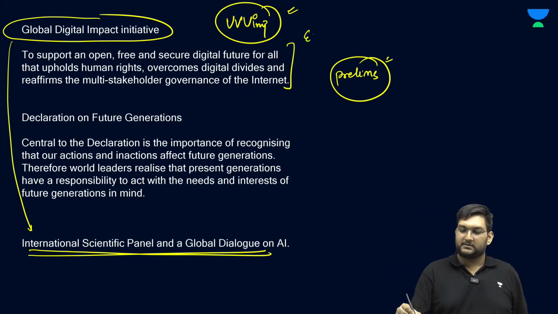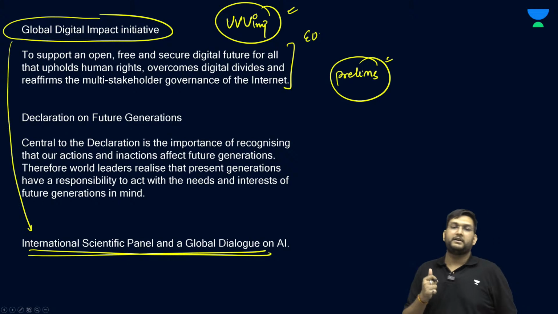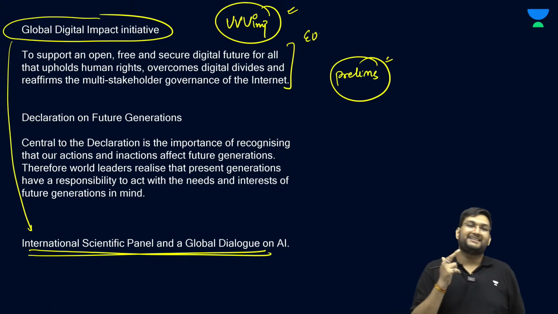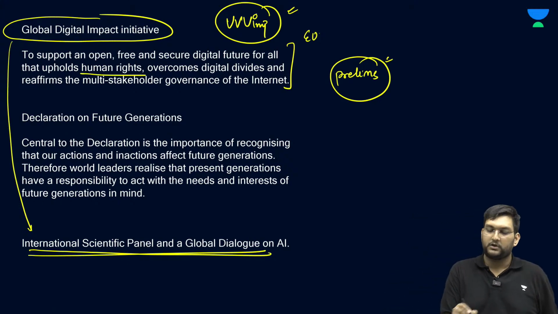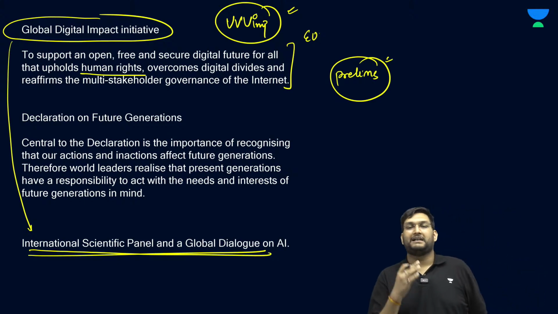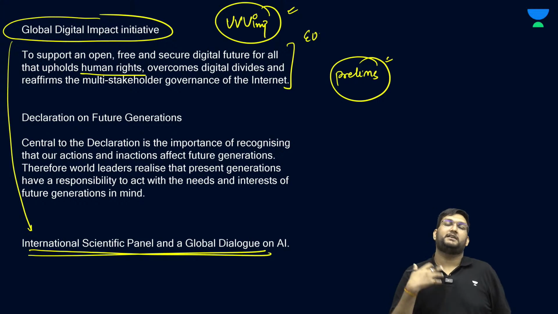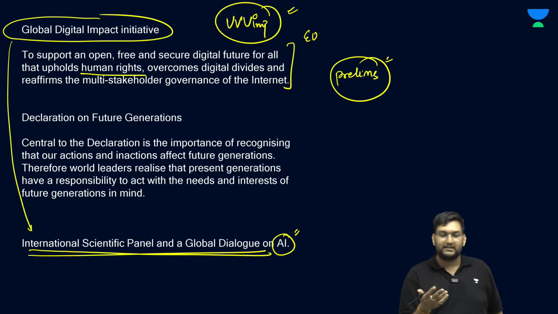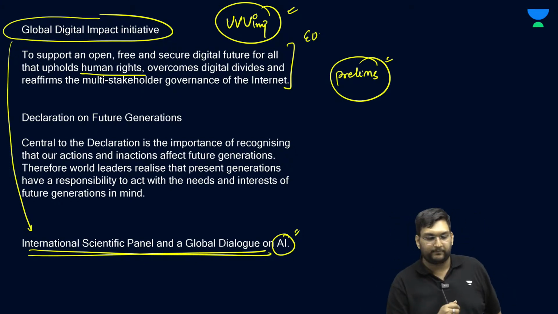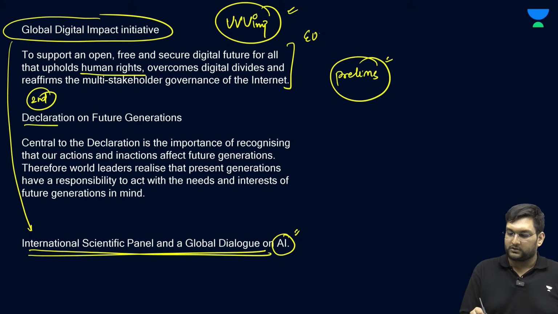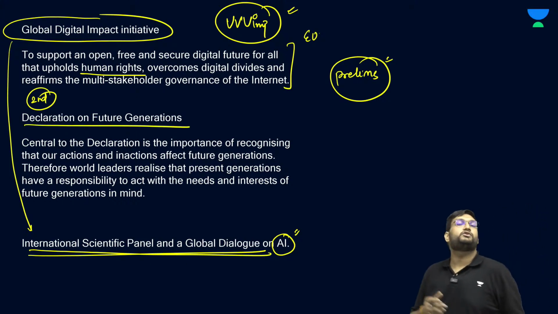The argument here is this is EU driven, wherein an open, free, secure digital future which can hold human rights and multi-stakeholder governance forward. This is where there is a need for monitoring the internet, and therefore human rights and a free, open and secure digital space is important. And therefore, that is why AI has been identified as a new horizon, and therefore there needs to be dialogue on AI. The second concept which was talked about was declaration on future generations.